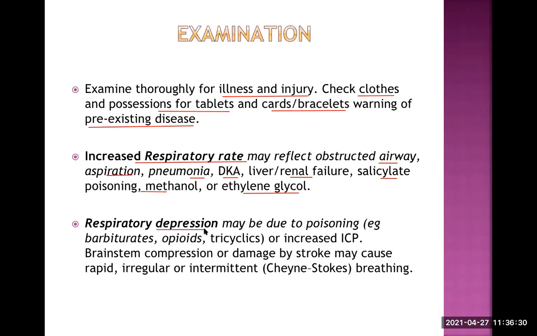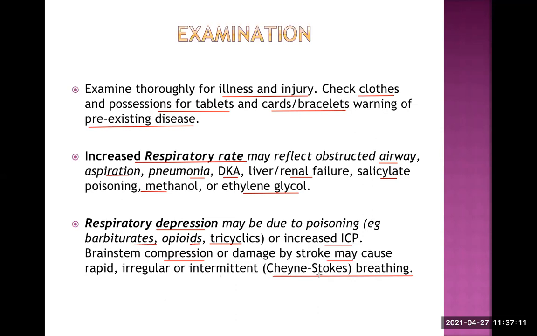Whereas respiratory depression, now decreased respiratory rate, may be due to poisoning like barbiturate, opioid, or tricyclic, which will depress the respiratory center, or because of raised ICP. There may be irregular type of breathing and later on decreased breathing also. Brainstem compression or damage by stroke may cause rapid or irregular or intermittent breathing, which is known as Cheyne-Stokes respiration. Cheyne-Stokes respiration is one of the components of raised ICP.